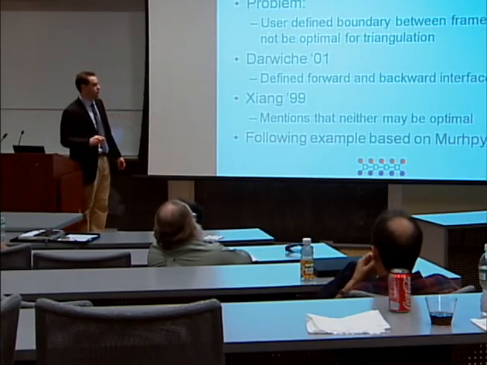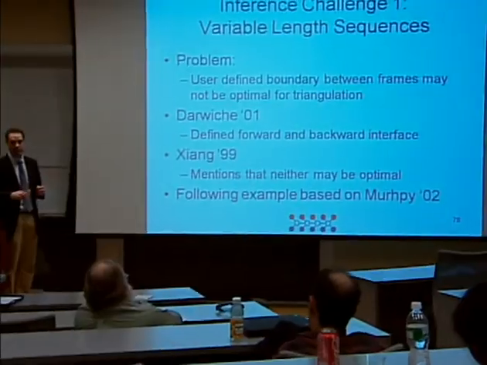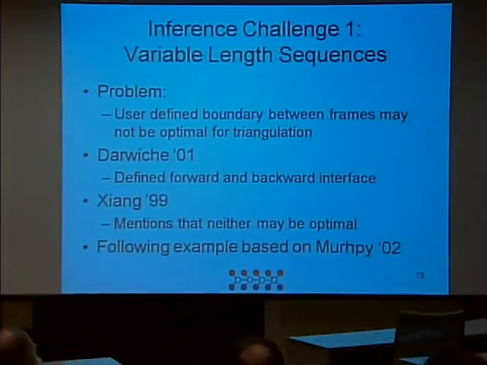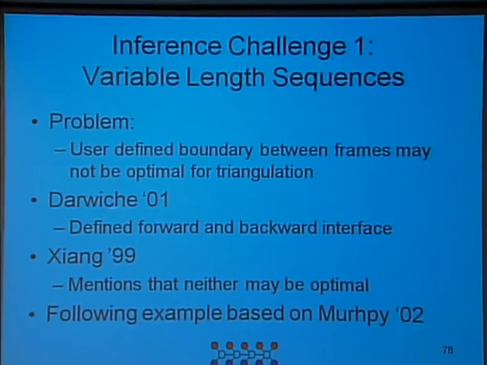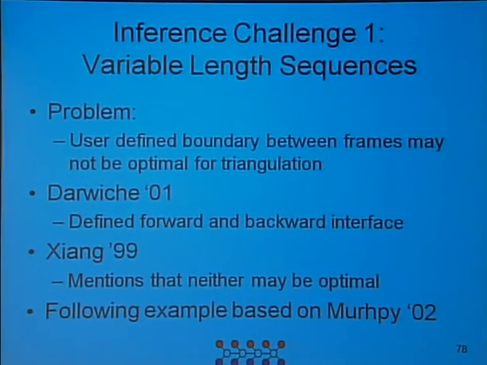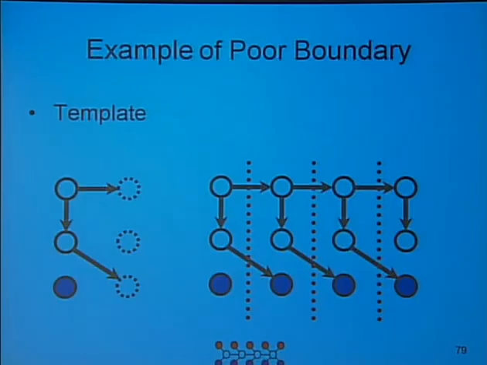This user-defined boundary between frames may not be the optimal point to connect variables for the purpose of triangulation. And this was noted before. We have an algorithm in Darwiche that defines something called a forward and backward interface. And then you have an earlier paper that mentions that the interface might not be optimal. And then I have an example from Murphy 02. This is actually based on his example. It's not quite the same thing.